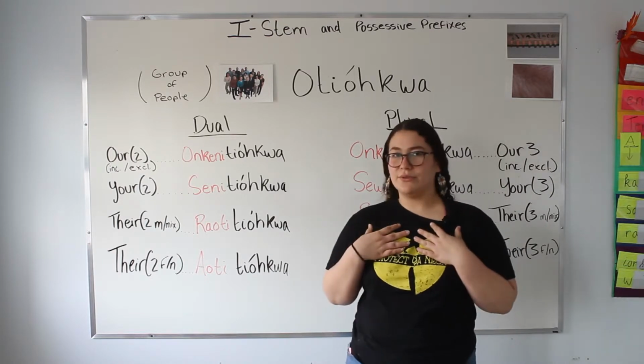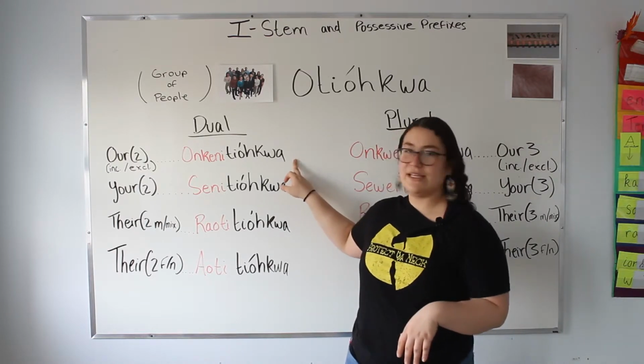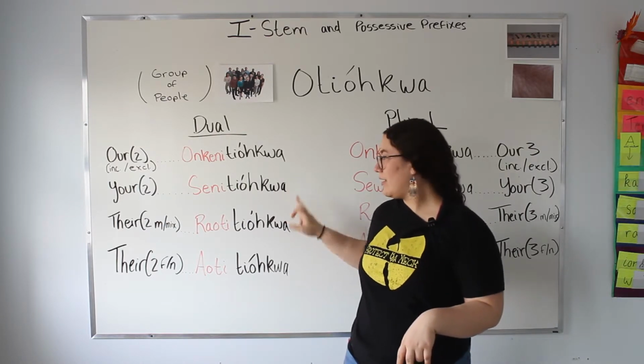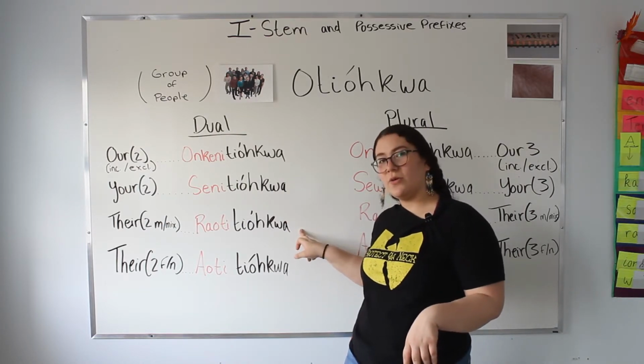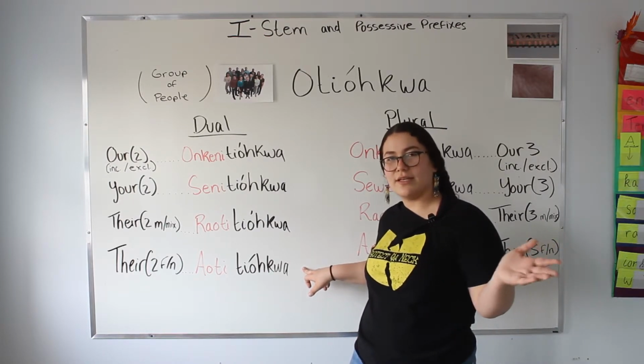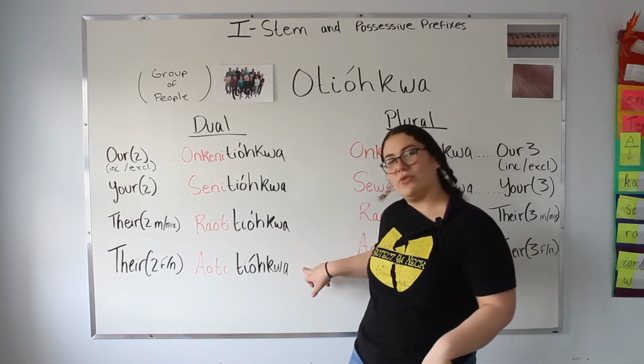So our two, Umgeni Jokwa. Your two, Zeni Jokwa. Their two, Raudi Jokwa. And their two females, or Waskanundu, dogs, cats, Audi Jokwa.